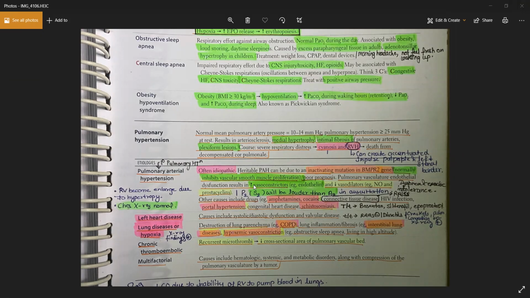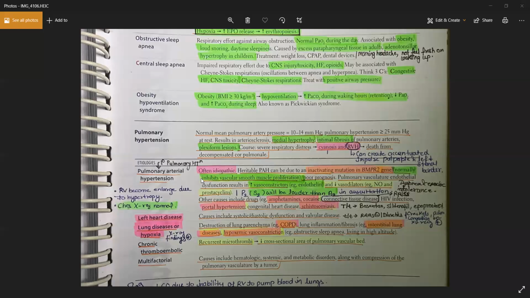Apart from that, the vasoconstrictors will be increased and the vasodilators will be decreased. One of the major vasoconstrictors is endothelin. This endothelin will be increased, and the vasodilators, nitric oxide and the prostacyclins, will be decreased, right? So these changes will be there whenever there is this kind of primary hypertension.